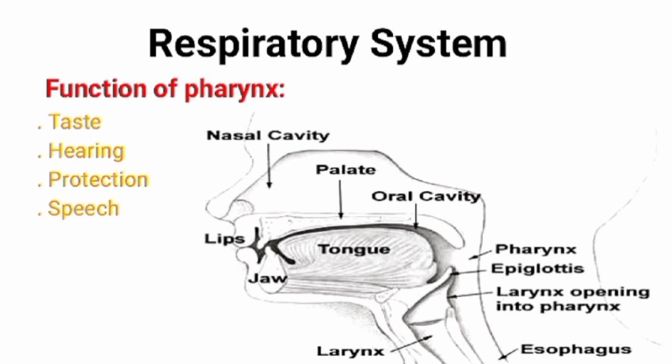The functions of the pharynx are: a passageway for food and air; taste, in which there are olfactory nerve endings. The second function is in hearing, the auditory tube extending from the nasopharynx to each middle ear. The third function is protection. The lymphatic tissue of the pharyngeal tonsils produces antibodies. The fourth function is in speech, acting as a resonating chamber for sound ascending from the larynx.